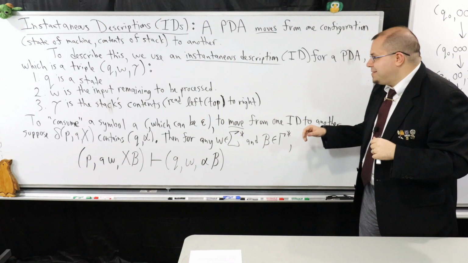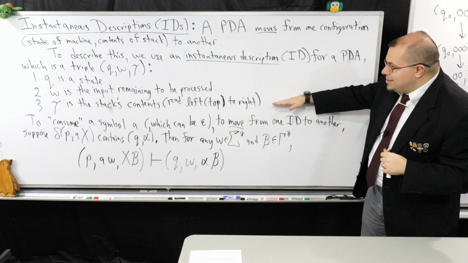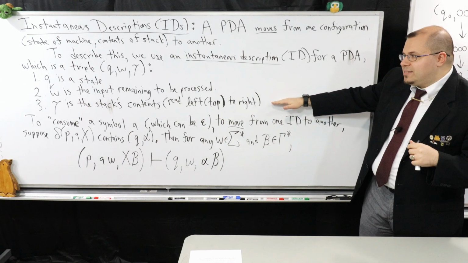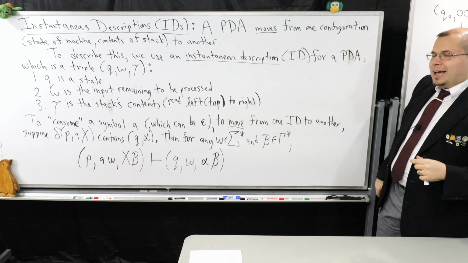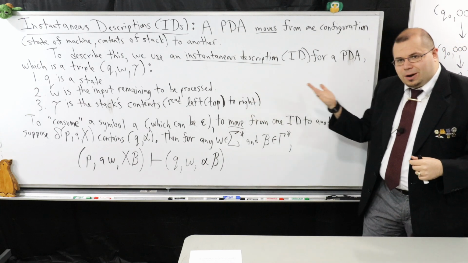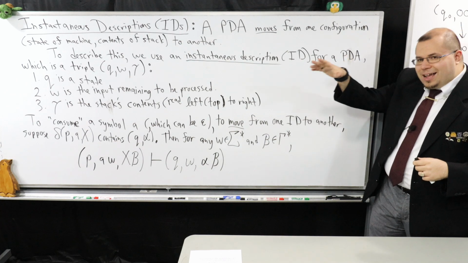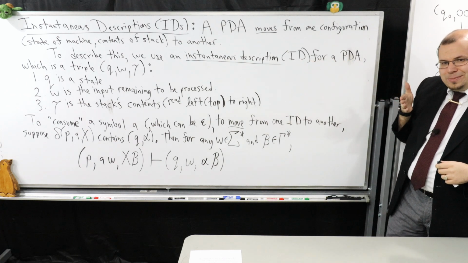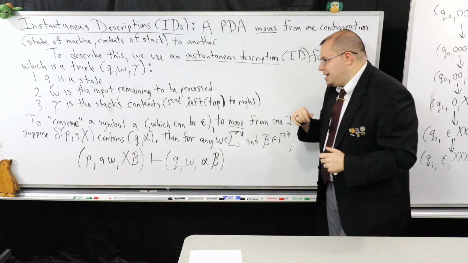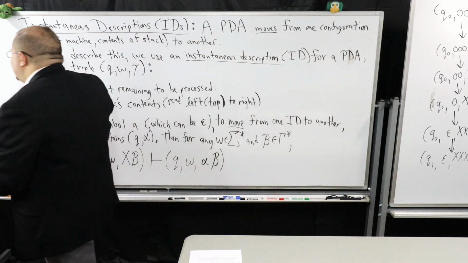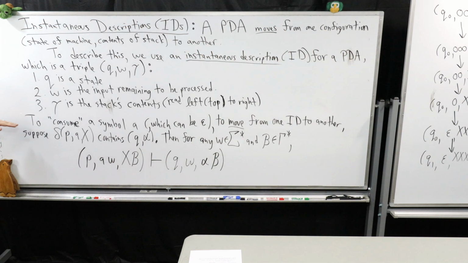Exactly. Perfect. Now this gamma here, this is going to end up being the stack's contents. So we're going to be reading that again by convention from left to right, where the left side is the top of the stack. As we move to the right, we move to the bottom of the stack. So what do I mean by consuming a symbol? We're going to describe this in terms of a move. So to consume a symbol A, now keep in mind that we're also going to allow A to be epsilon.